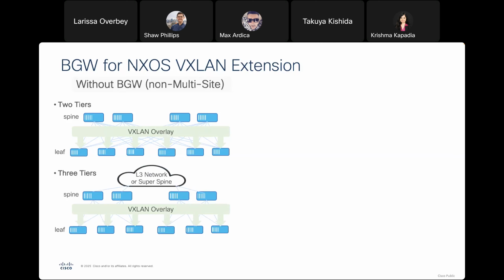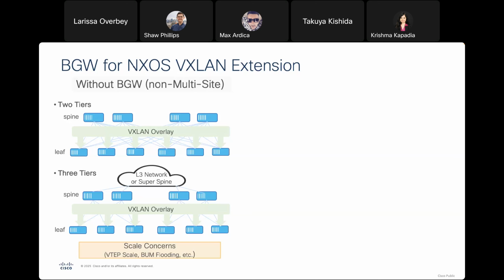But if we move to a three-tier network, we can either add a super spine or a separate L3 network to build out that third tier. Now, this may resolve some of the cabling issues. However, that's still a single VXLAN domain. It's just a flat, larger VXLAN domain. So it may be difficult to scale out for the VTEPs, the broadcast, unicast, and multicast traffic.